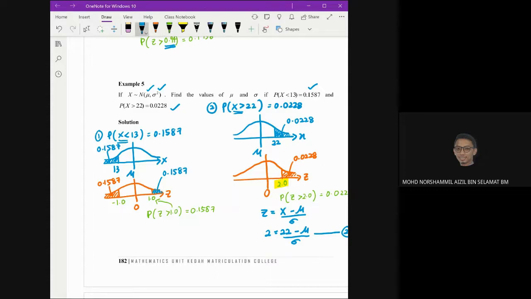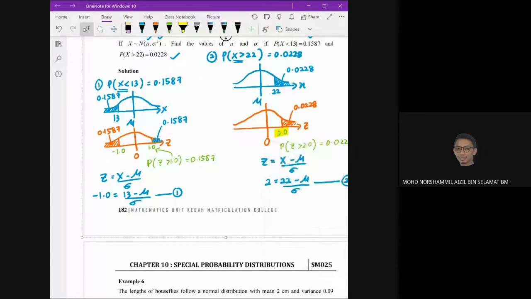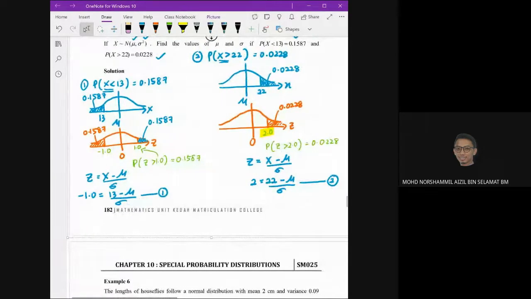Okay, so now we get the corresponding values whatsoever. Z and X kita dah dapat lah, dia dah semua. Formula Z equals X minus mu over sigma. Substitute the corresponding value. Z is minus 1.0, betul? Betul, sir. X is 13. 13 minus mu over sigma. Guys, this is equation number 1. Okay, nampak tak masa depan?